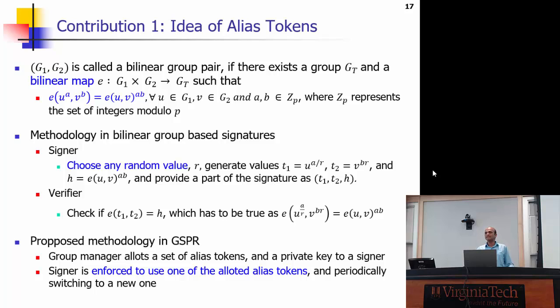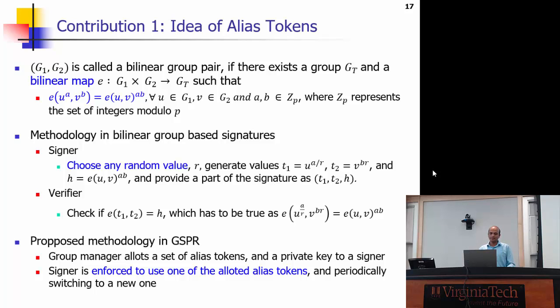So what the verifier does is it verifies whether, if you run the function e(t1, t2), it is equal to h or not. Now, which has to be true, because if you see that u raised to the power a divided by r and b raised to the power br, when you multiply the exponents a divided by r and b into r, the r will get cancelled out and it will be equal to the value h. So that is the basic idea, and that will be applicable for any random r. So that was the basic idea for the standard group signature schemes.